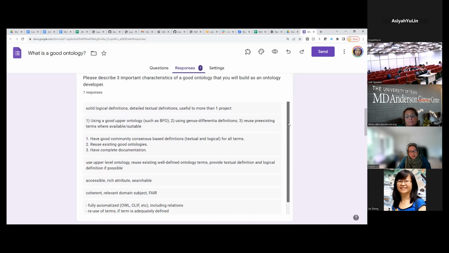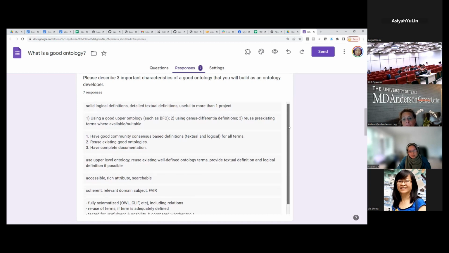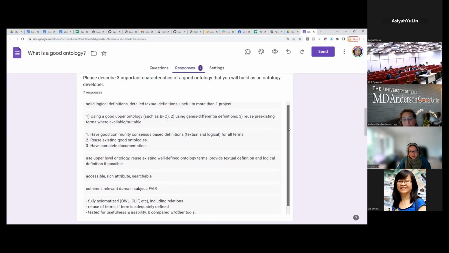Online, these are the three important characteristics of a good ontology that you build as an ontology developer. The first one says solid logical definitions, detailed textual definitions, useful to more than one project. And then the second says use a good upper ontology, use genus-differentia definitions, reuse pre-existing terms.